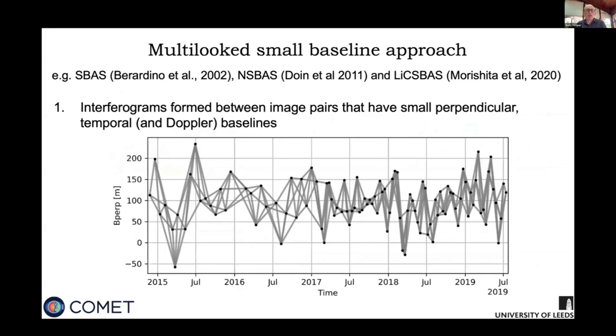So you make a network that might look something like this. So x-axis is time, y-axis is the perpendicular baseline, so the separation of the satellites at 2 different times. Yeah, and you make a network. So you connect up points, and you can see each of these gray lines, which represents an interferogram, is between points which are close in both time and baseline.